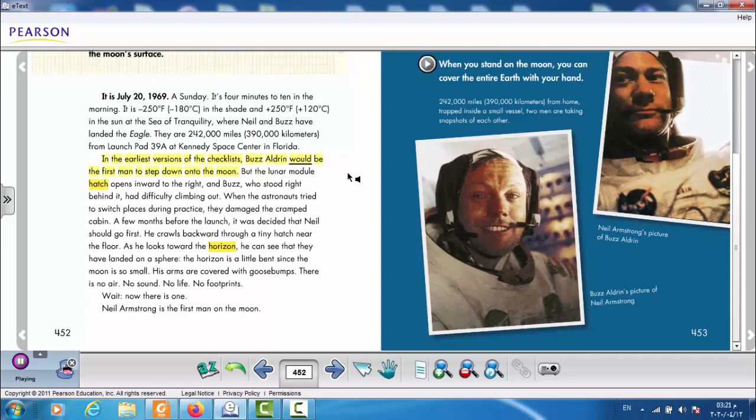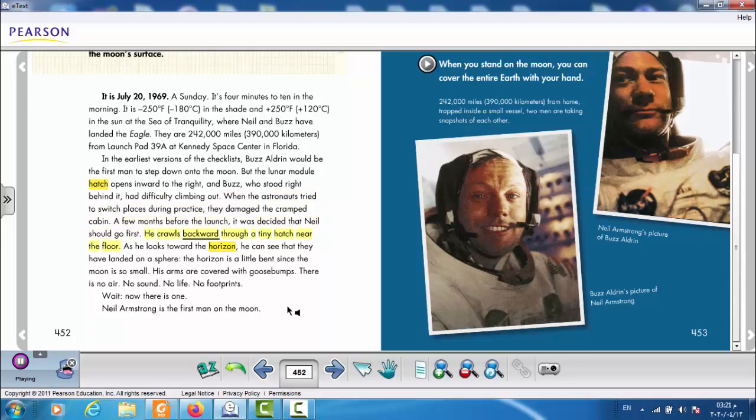In the earliest versions of the checklists, Buzz Aldrin would be the first man to step down onto the moon. But the lunar module hatch opens inward to the right, and Buzz, who stood right behind it, had difficulty climbing out. When the astronauts tried to switch places during practice, they damaged the cramped cabin. A few months before the launch, it was decided that Neil should go first.